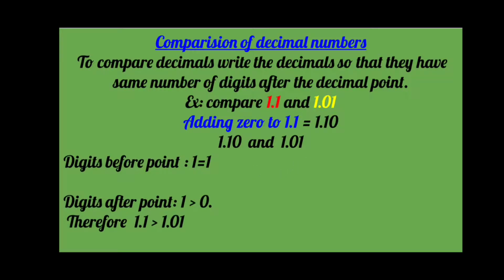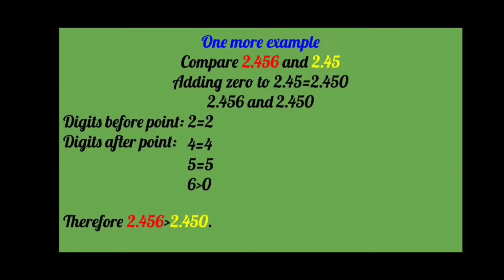So let us look at the digits before and after the point. Before the point we have 1 here, here is also 1. After the point we have 1 here, and on this number we have 0. Since 1 is bigger than 0, we can conclude that the first number 1.1 is bigger than 1.01. So this is a way to compare decimal numbers.